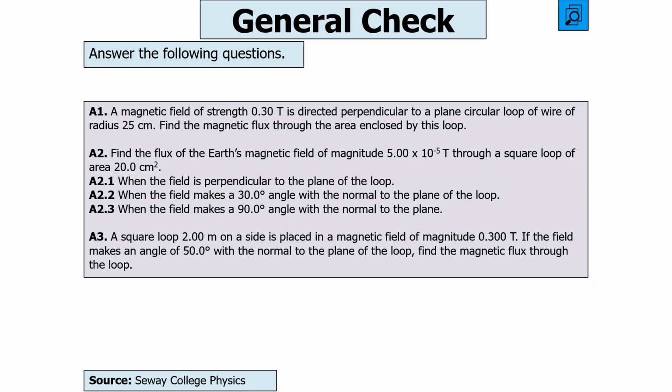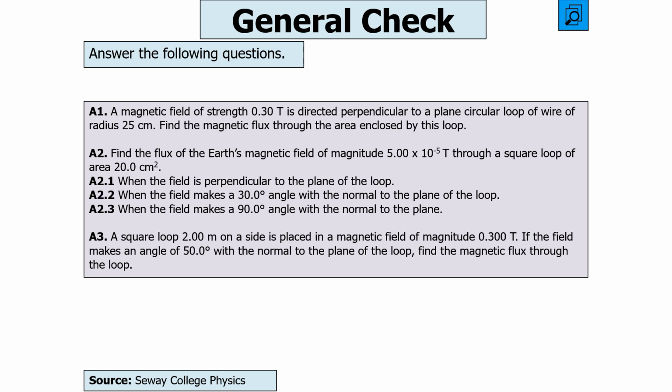The next question says, a magnetic field of strength 0.30 teslas is directed perpendicular to a planar circular loop of wire of radius 25 centimeters. Find the magnetic flux through the area enclosed by this loop. Then, find the flux of the Earth's magnetic field of magnitude 5.00 times 10 to the minus 5 teslas through a square loop of area 20.0 centimeters squared, when the field is perpendicular to the plane of the loop, when the field makes a 30-degree angle with the normal to the plane of the loop, and when the field makes a 90-degree angle with the normal to the plane.